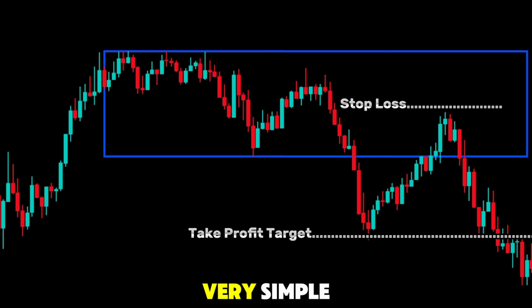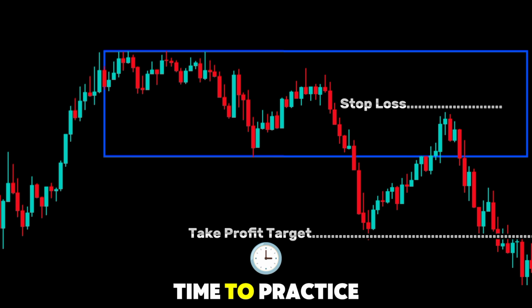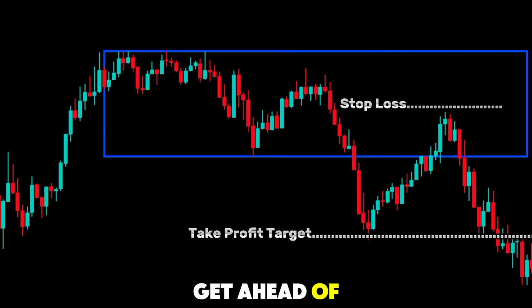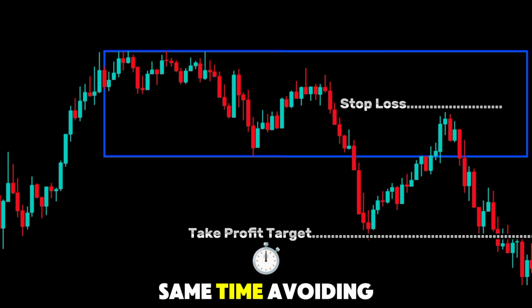This strategy is very simple, and if you can take your time to practice it, you will see great results in your trading, helping you to get ahead of other traders and at the same time avoiding a lot of stop hunts.